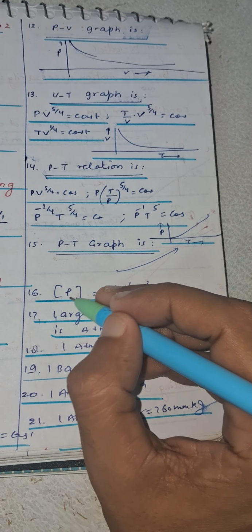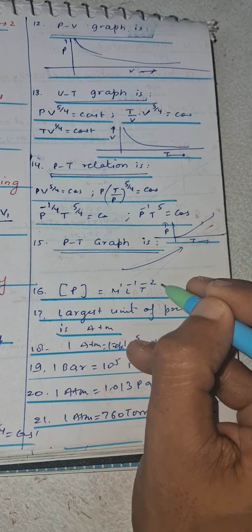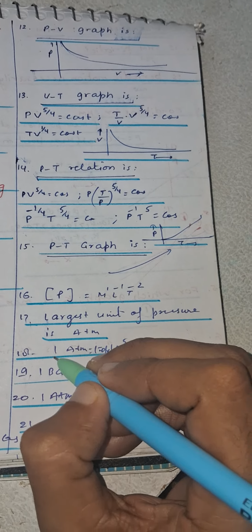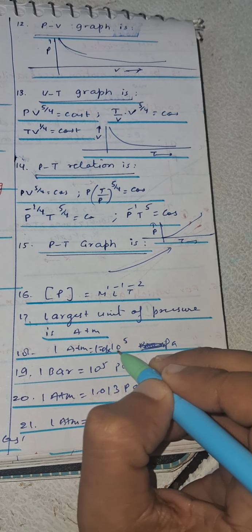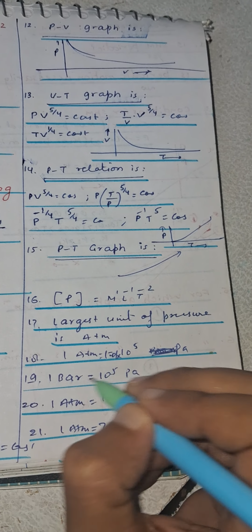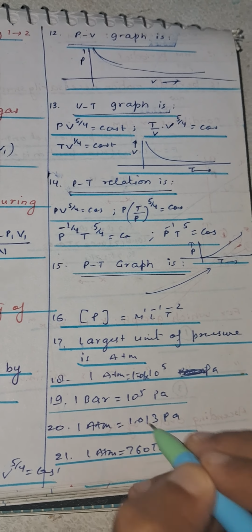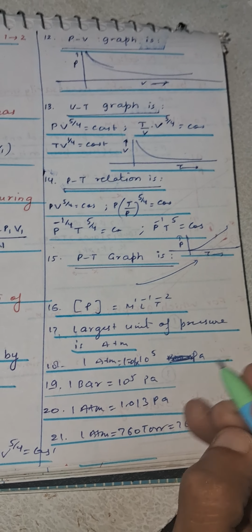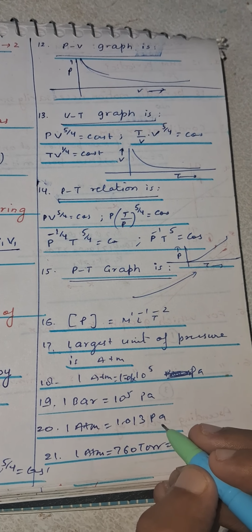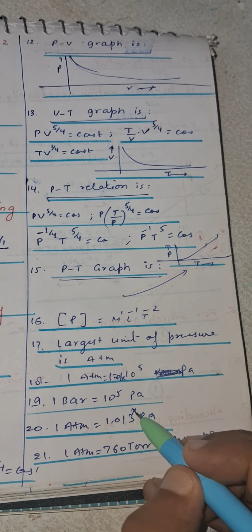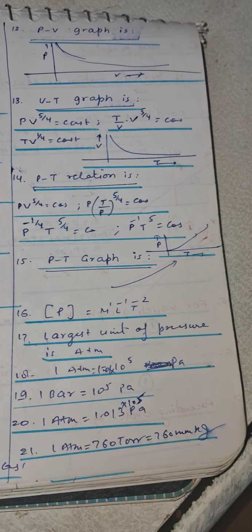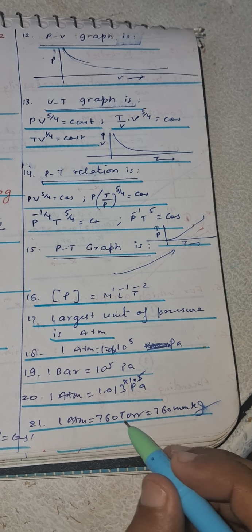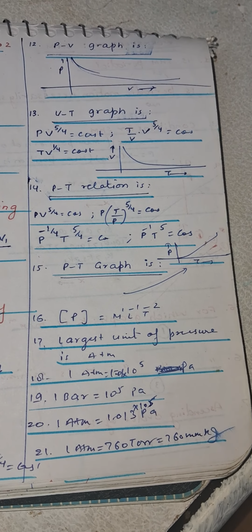The next question, we have dimension of pressure. So it is M^1 L^-1 T^-2. Then is largest unit of pressure, it is atmosphere. Then 1 atm is equal to 1.013 into 10 to the power 5 pascal. 1 bar is 10 to the power 5 pascal. No, it's like 1 atm is 1.013 into 10 to the power 5. There is a bit of a mistake over here. Yeah. Then 1 atm is equal to 760 torr, and it is also equal to 760 mm of Hg.